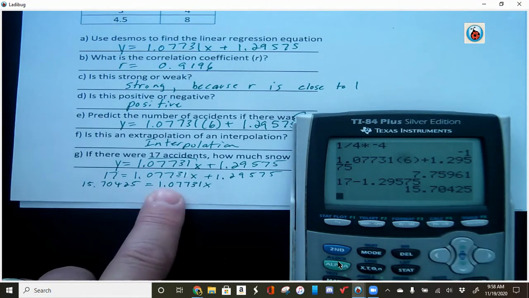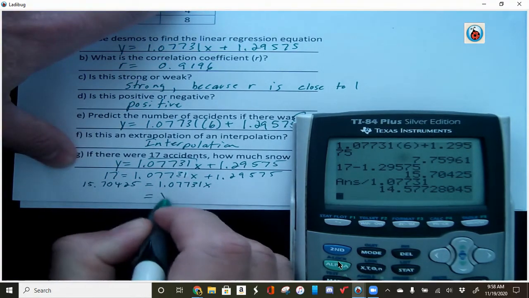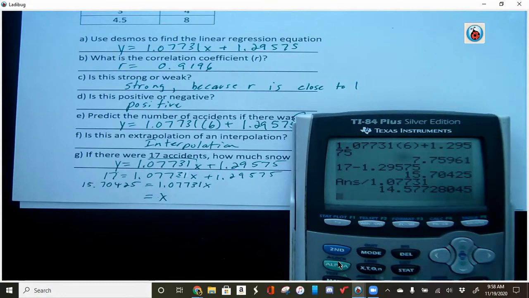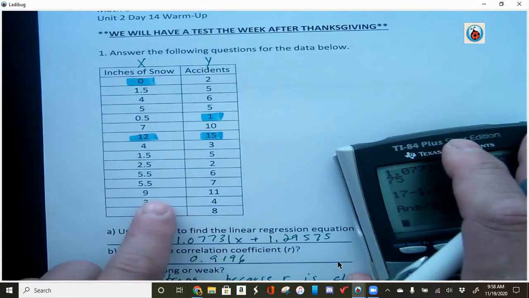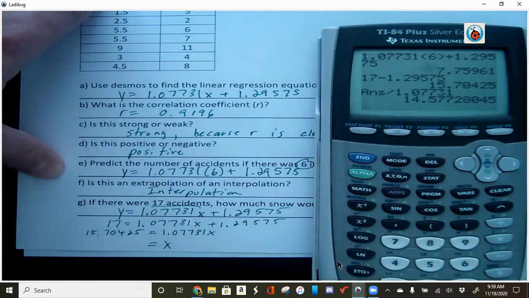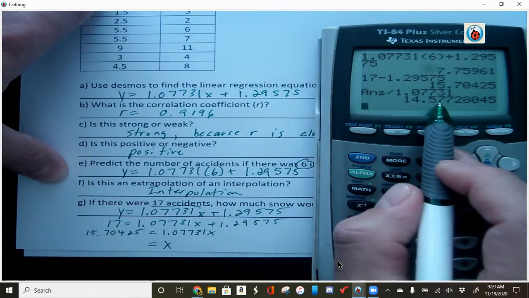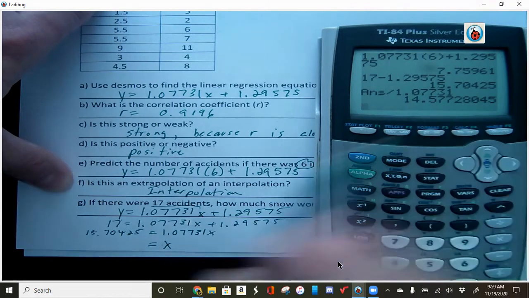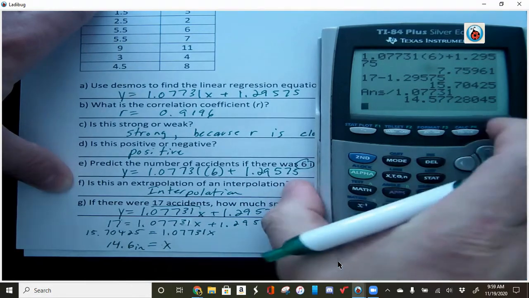So it would be 15.704 divided by 1.07731. And I get x equals, now I'm going to round where I think I need to round. Now I see whole numbers and I see 1 decimal place. So I'll go 1 decimal place just to match some of the others. So 14.5. And I look at my next decimal, it's a 7, so that tells me that 5 goes up to a 6. So 14.6 inches of snow.